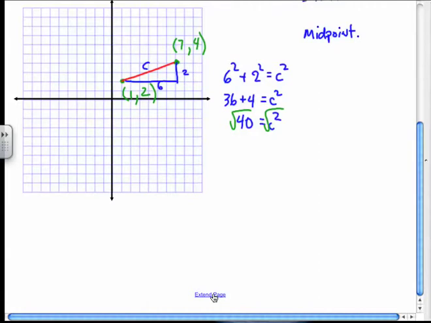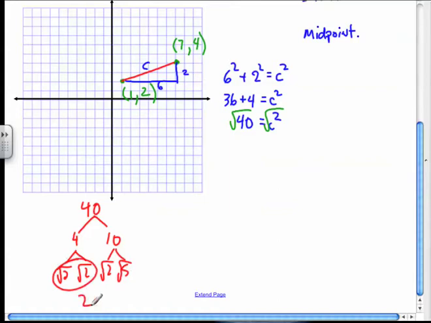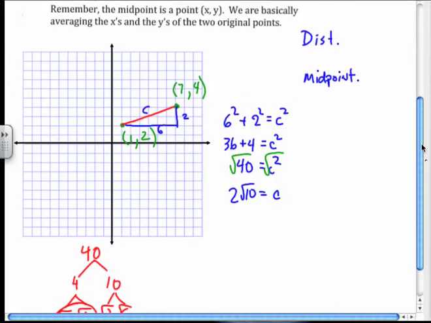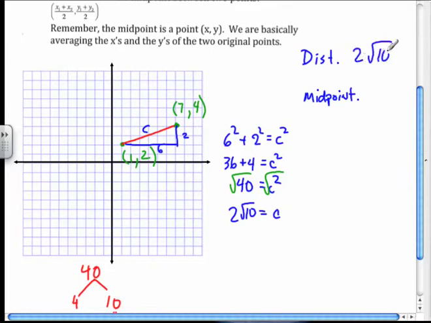And I need to break down the 40, so let's break down 40. Let's see, that's going to be 4 and 10, and that's 2 and 5, and 2 and 2. So it's root 2, root 2, root 2, root 5. I've got a pair here, so we know that that's 2. And then I put these together because I don't have pairs for them, and that's root 10. So the answer for c is the distance is 2 root 10. All right? So when I go up here, I'm going to say the distance between these 2 points is 2 root 10. Now, the next one, all right, asks me to find the midpoint.